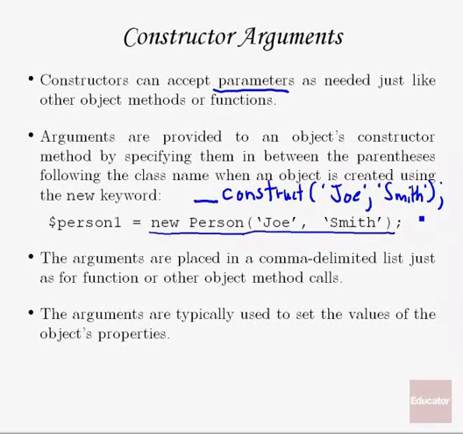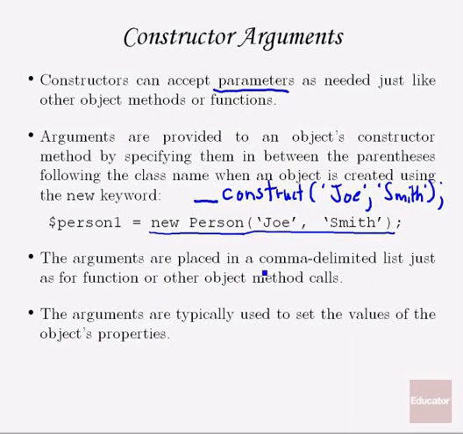Because this is done automatically in PHP, what PHP knows to do is that if you provide any parameters between the parentheses in a statement where you're instantiating a new instance of an object, in this case the person object, whatever's in parentheses are going to be passed as parameters to that constructor. So you can define constructors that can accept multiple parameters.